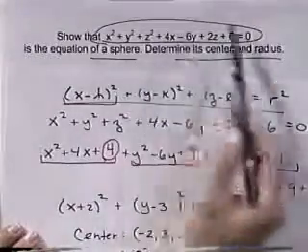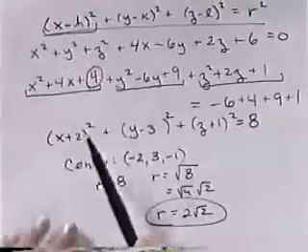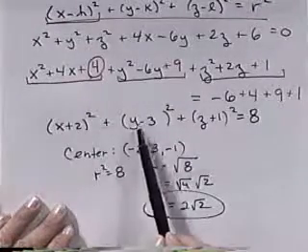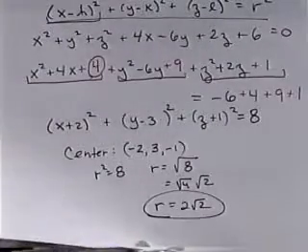Okay? So when you have an equation that gets all jumbled up like this one, you can do something that we call completing the square to put it in the form. It's in the form (x − h)² + (y − k)² + (z − l)² = r². It is the equation of a sphere.